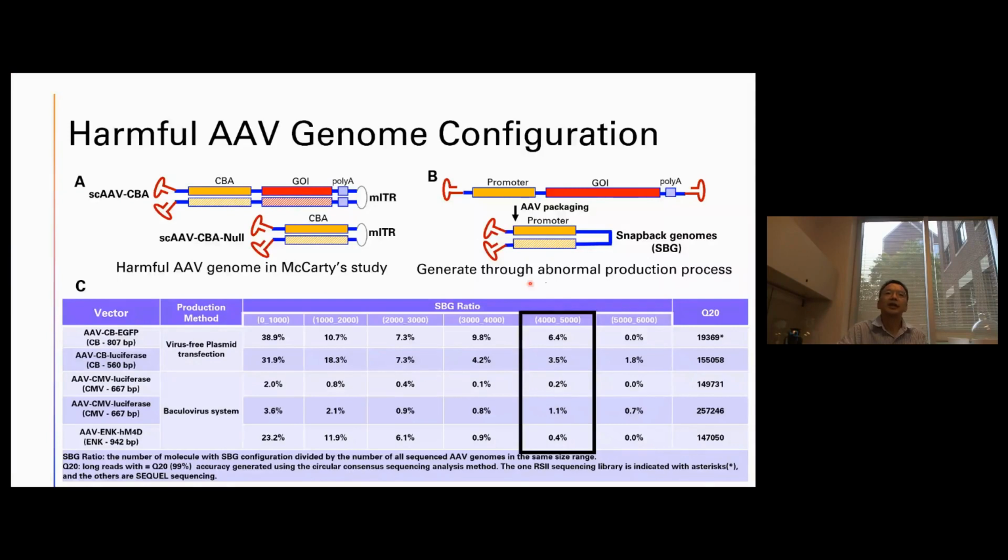And then here we compared these two molecular configurations as shown here, the self-complementary vector with the promoter only, and the snapback genomes that are produced from our daily vector preparations. We checked vectors produced from a normal triple plasmid transfection, and also vectors purchased from commercial vendors that are made from baculovirus system. And we see this kind of snapback genomes exist in every vector preparation, and the amount varies. So this clearly shows that in our vector preparations, there are potentially damaging or bad particles existing.